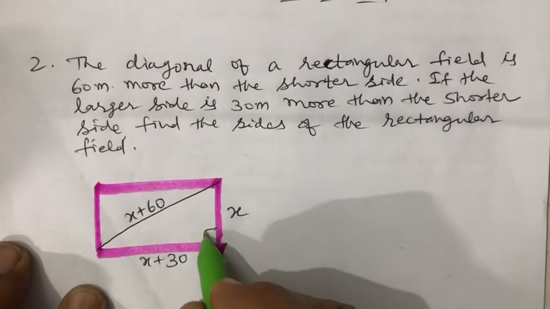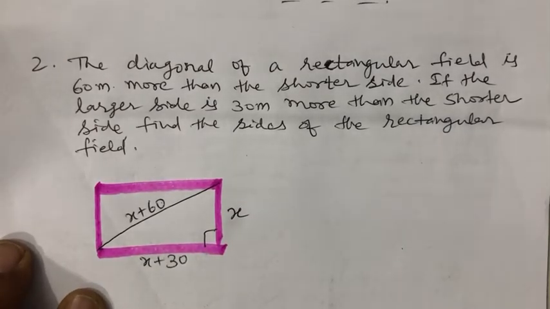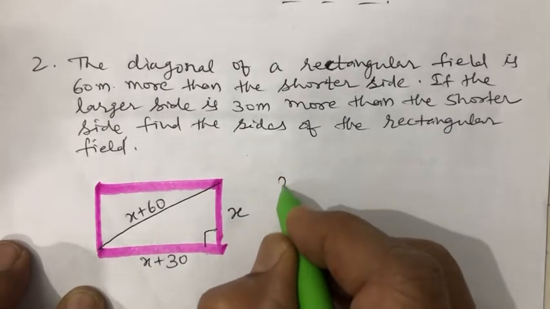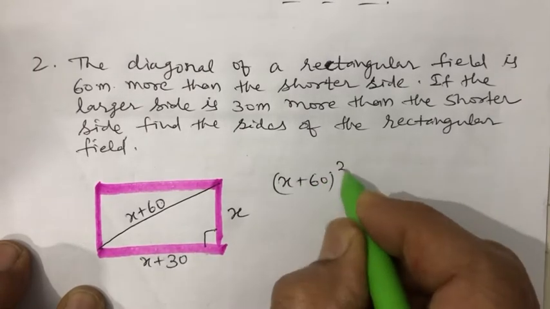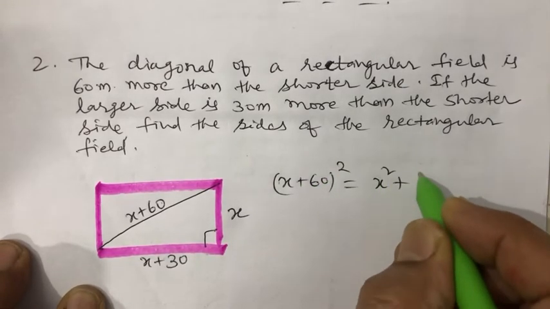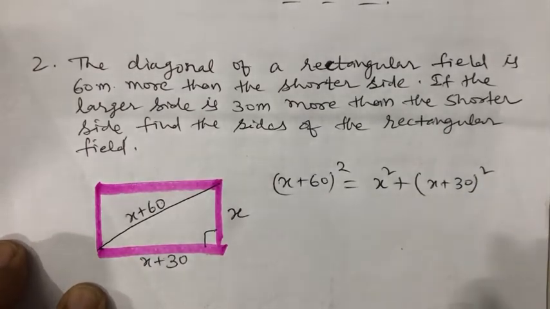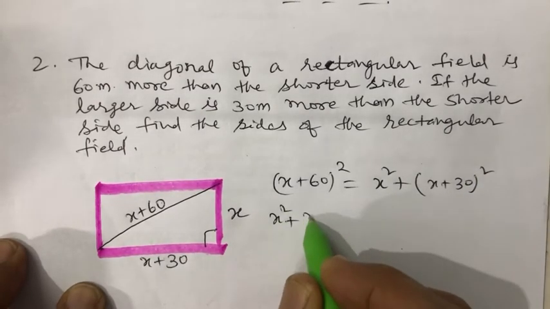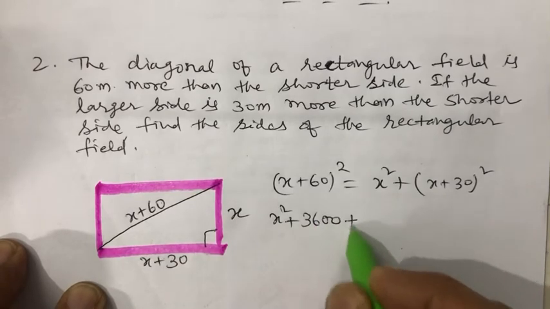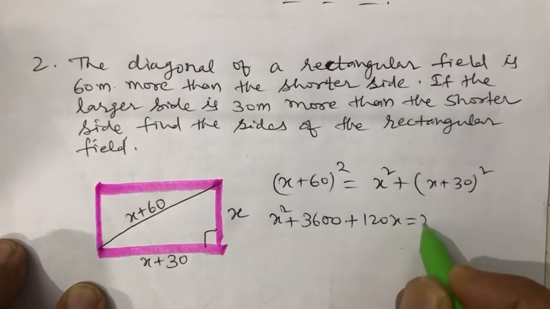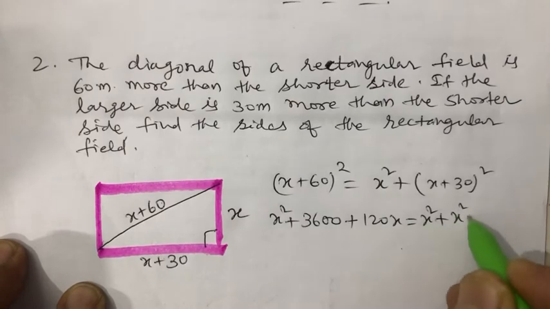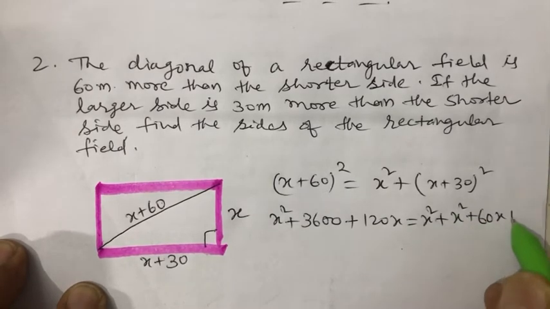Now very simple. You know the Pythagoras theorem again. Hypotenuse square equals base square plus perpendicular square. Expand it and get the answer. X square plus 3600 plus 120x equals x square, plus x square plus 60x plus 900.